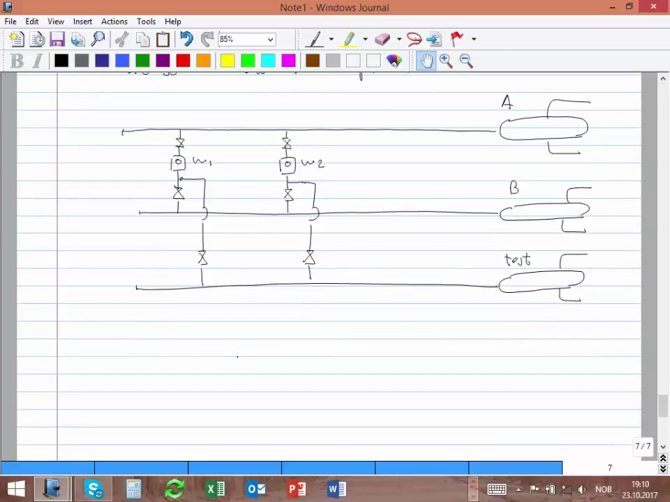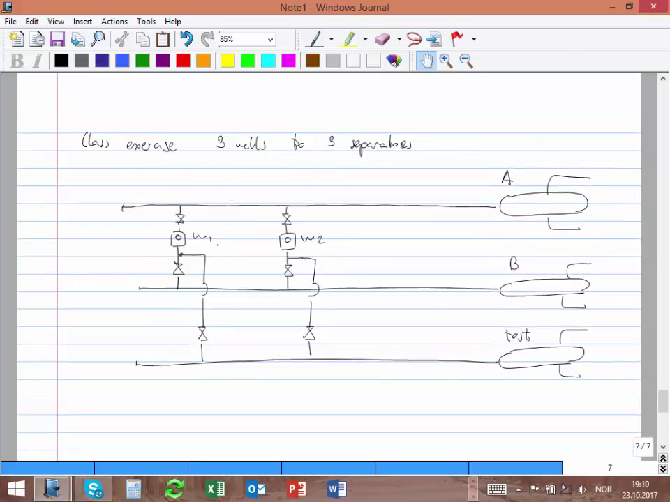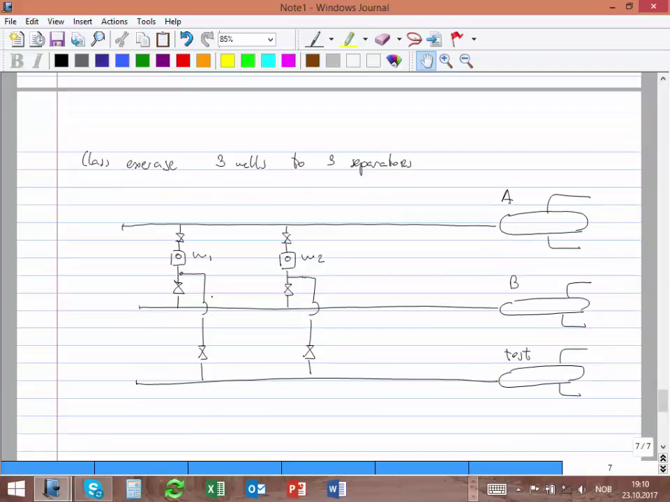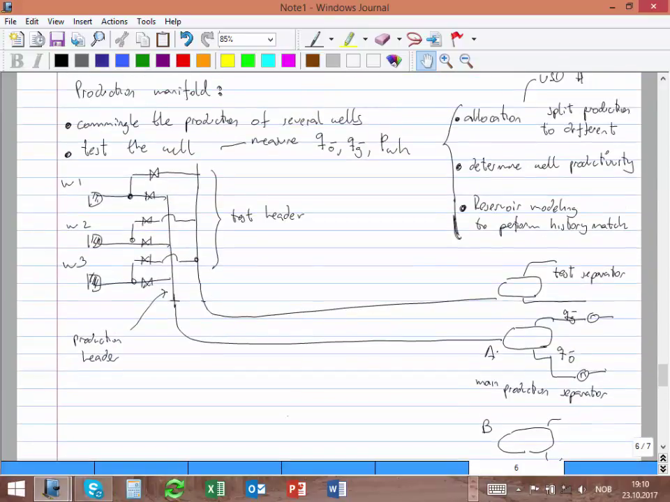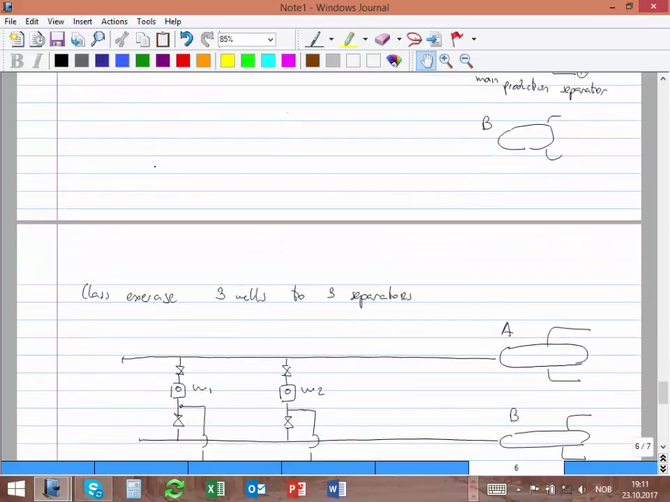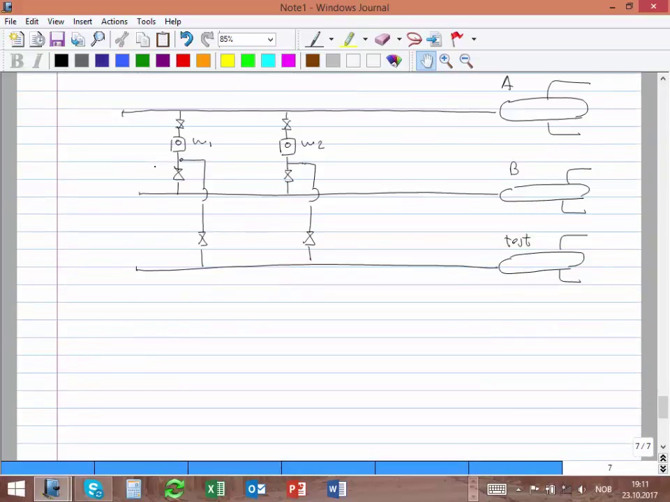You cannot produce while you are testing? Yes, you can produce when you're testing. Actually, that's what normally happens. In this drawing, normally you're producing to A, so normally all of these valves are closed. If you want to put one well to the test, you open here and you close here, but all the rest keeps producing. That's how you find out how much each well is producing. You're going to get an exercise related to that, which will be part of your grade.